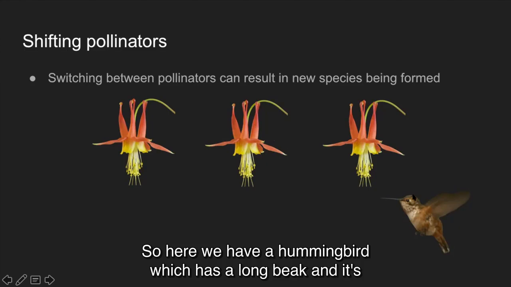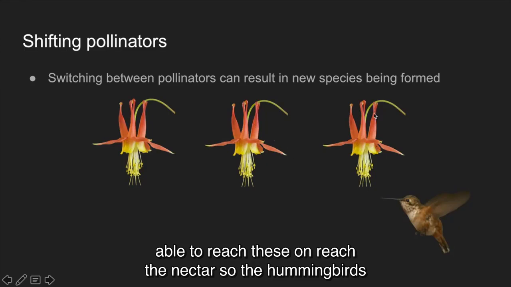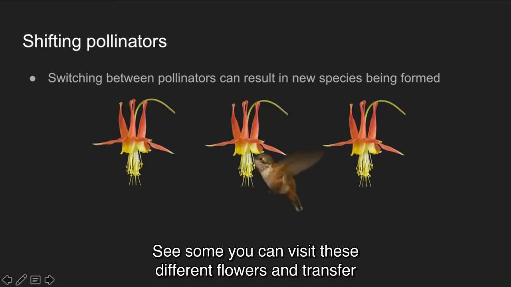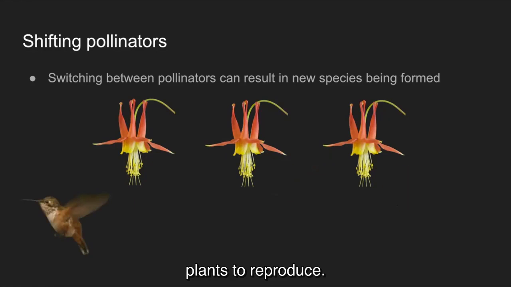So here we have a hummingbird, which has a long beak, and it's able to reach the nectar. So hummingbirds can act as effective pollinators in this species of columbine. You can see this hummingbird can visit these different flowers and transfer pollen between them, allowing the plants to reproduce.